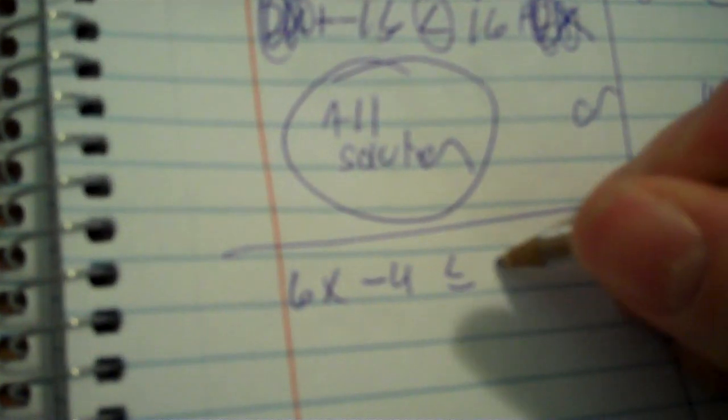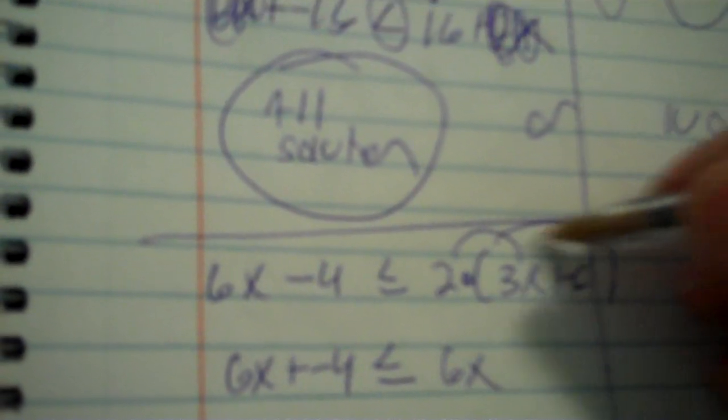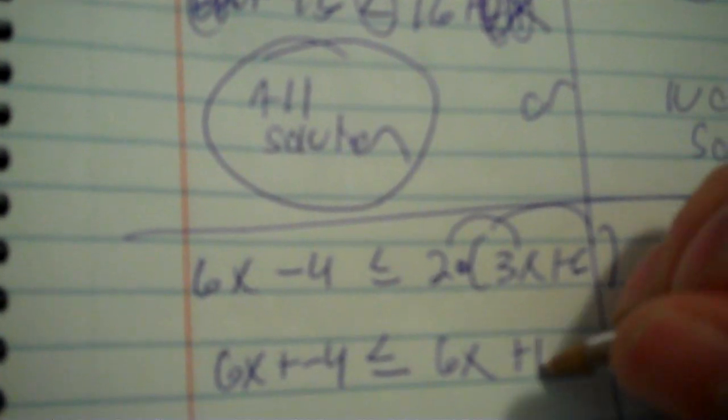Okay, 6x minus 4 less than or equal to 2 times the quantity 3x plus 6. Again, you have to get rid of that parentheses before you worry about anything else. So line it up. No parentheses here. If you want to make that a plus negative 4, be my guest. 2 times 3x is 6x. 2 times 6 is 12.